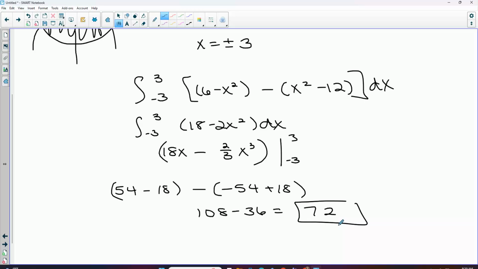Don't forget to integrate these. You have to find out where they meet, so you set up your limits, but a couple of you have a bad habit of, once you set it up, just plugging things in. That integral symbol is there for a reason. You have to do the antiderivative before we plug in. Any questions on that?